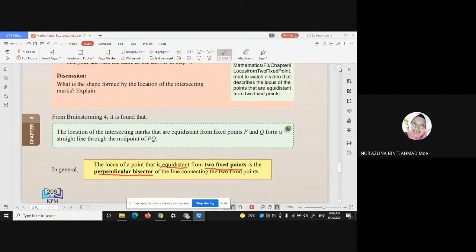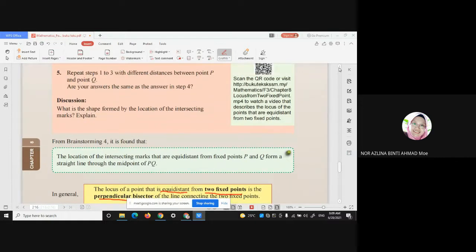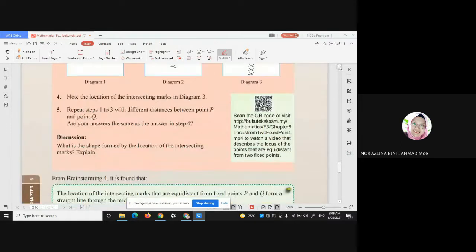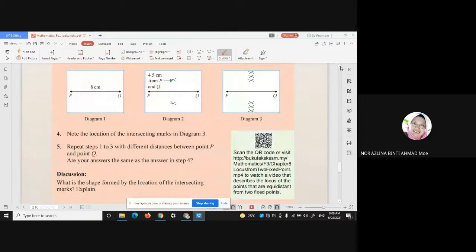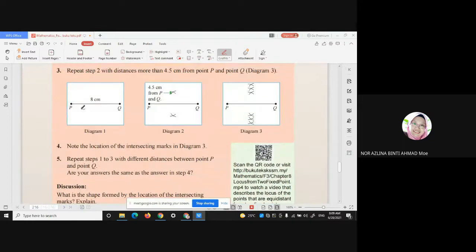Let's see this diagram. So this is PQ, points P and Q. How to draw the locus if the locus is equidistant from point P and point Q? So we use compasses also.